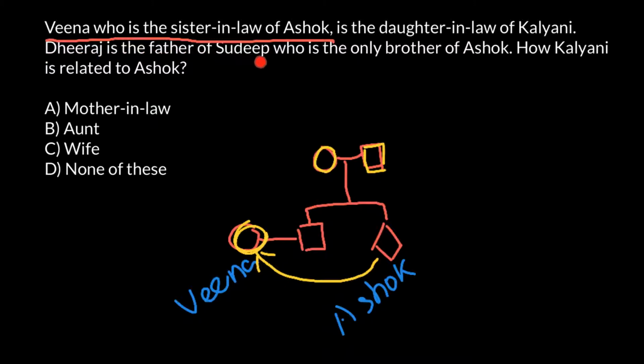Dhiraj is the father of Sudip, who is the only brother of Ashok. So now we know that Ashok has only one brother. That means that it has to be this person. We cannot add another brother here because Ashok has only one brother. So now we know that Sudip has to be this person. So this is Sudip.